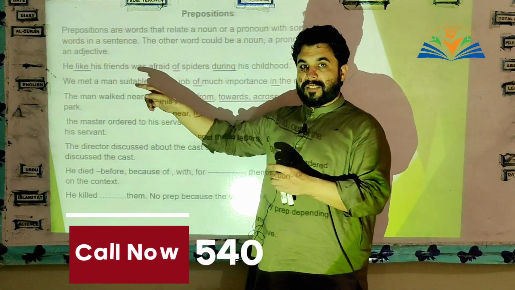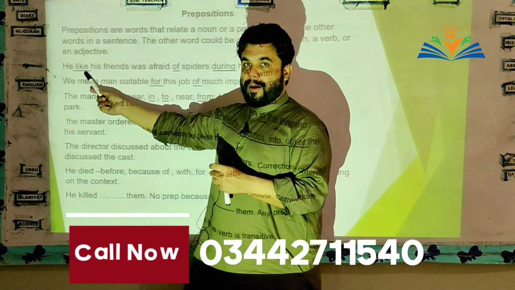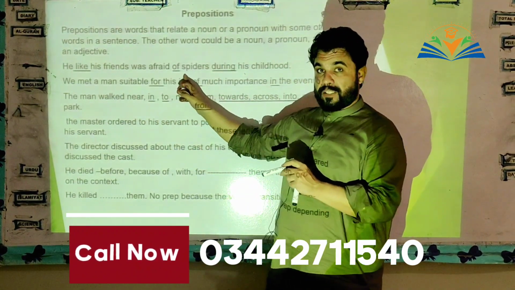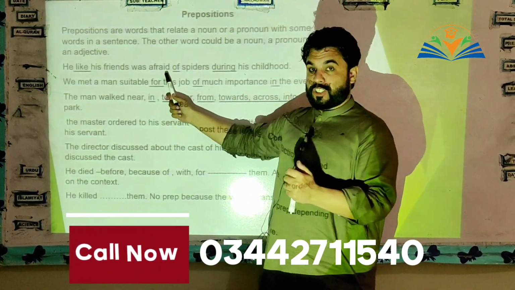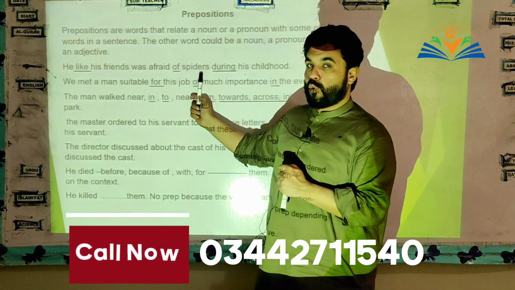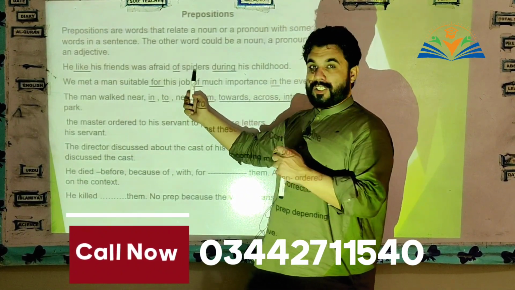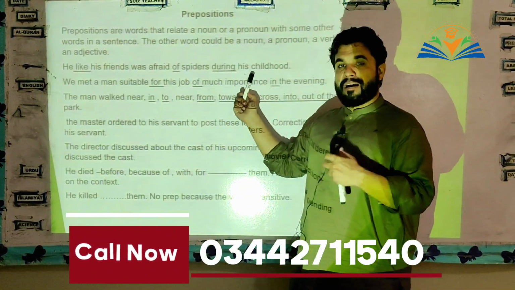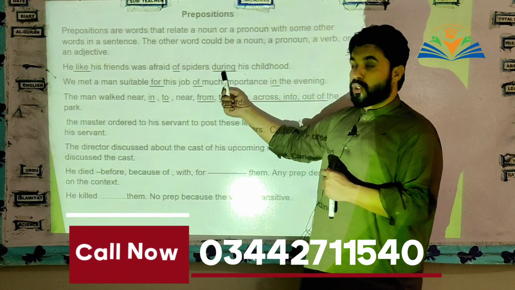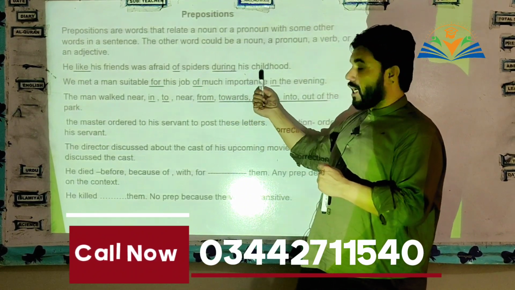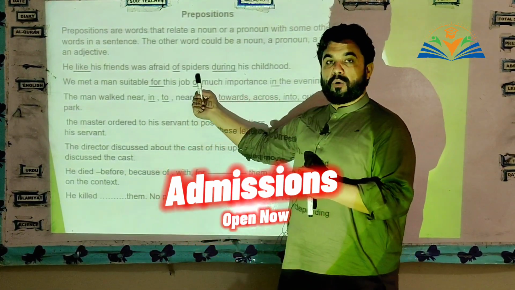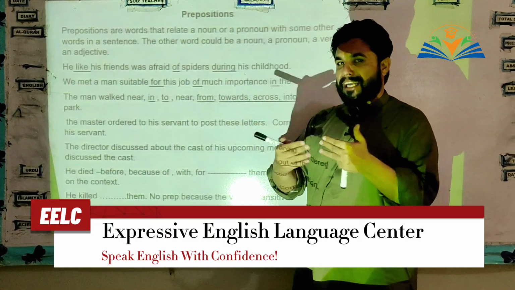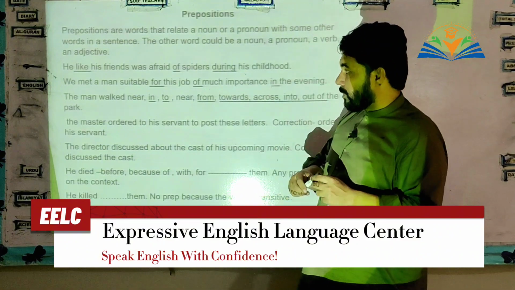He liked his friends. Now we have a preposition like over here connecting a pronoun with a noun phrase. Was afraid of spiders. We have afraid, an adjective, and spiders, a noun over here. So an adjective is connected with a noun, spiders. During his childhood. Again, during is a preposition connecting a noun phrase, childhood, with another noun, spiders. So primarily it does a job of connectivity or showing a relationship between two things.